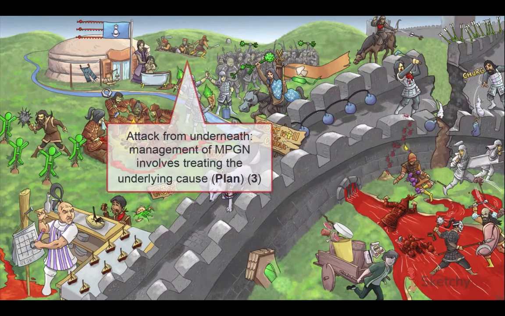Next, how about MPGN? So many causes. And what do you know? The treatment here is to treat the underlying cause. This is especially important to consider in cases of hepatitis, when adding immunosuppressive therapy can be detrimental. You need an immune system if you want to fight a hepatitis virus.